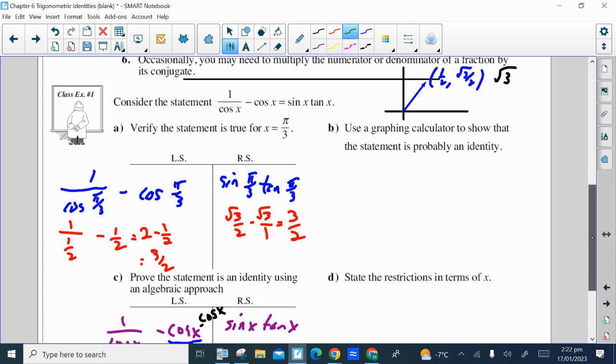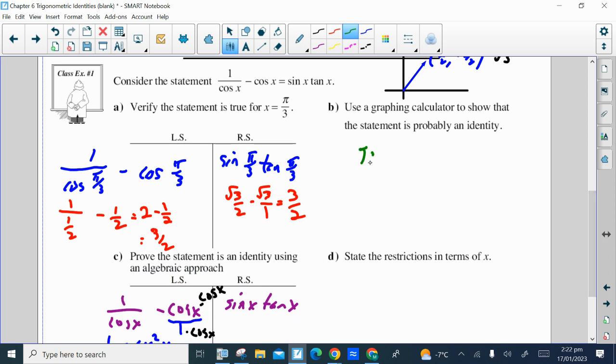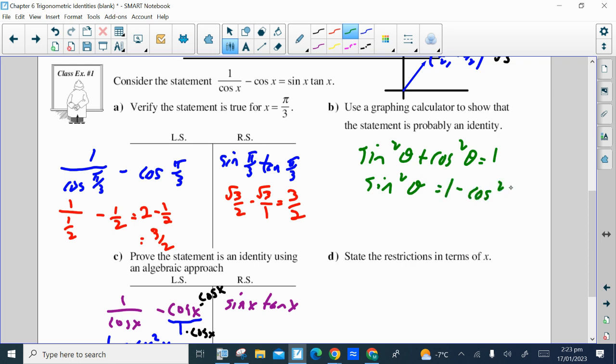Well, it's a variation of one of our identities. Our Pythagorean identity says that sine squared theta plus cos squared theta equals 1. And we said that you can use variations of this. In this case, if you get sine squared x by itself by subtracting cos squared x or theta from both sides, that's why 1 minus cos squared theta equals sine squared theta from the Pythagorean identity.